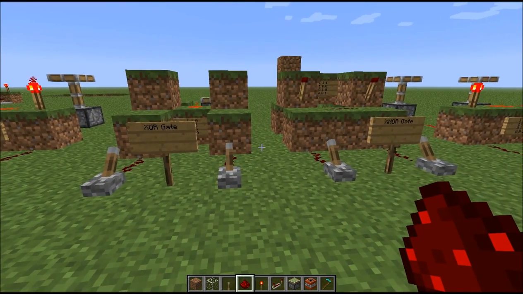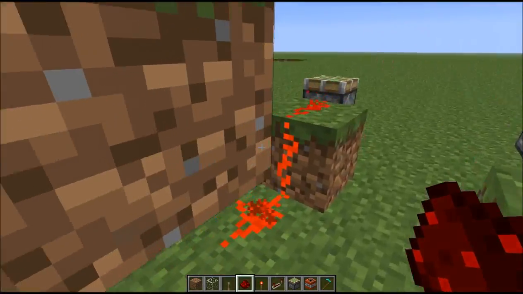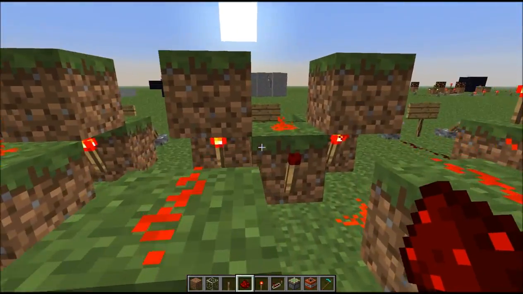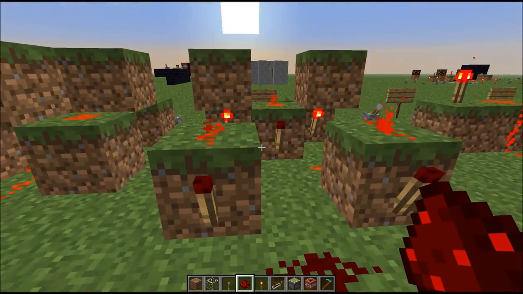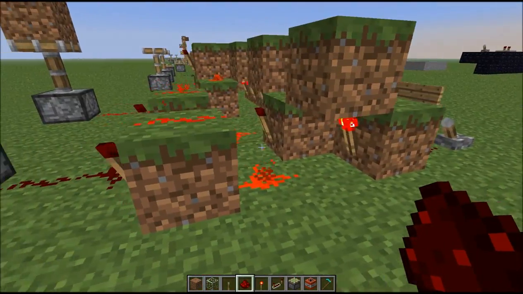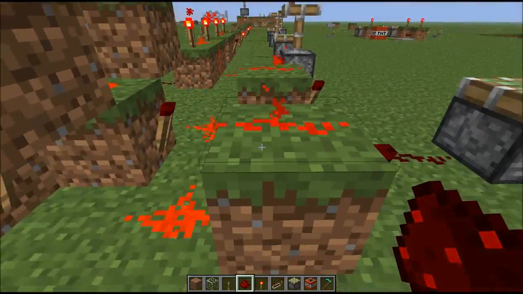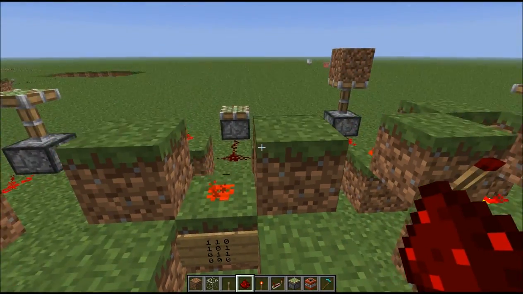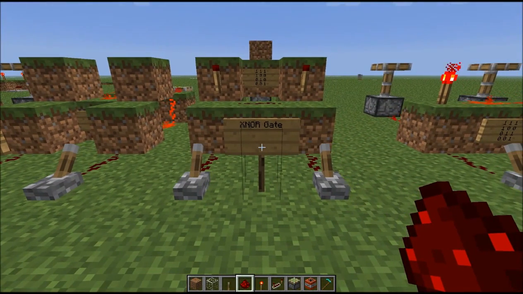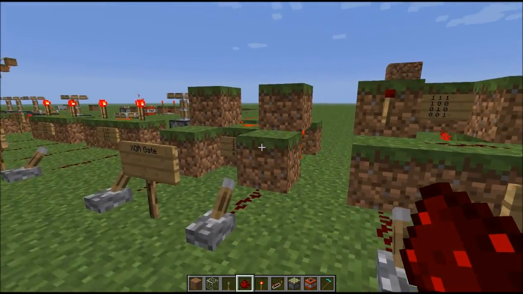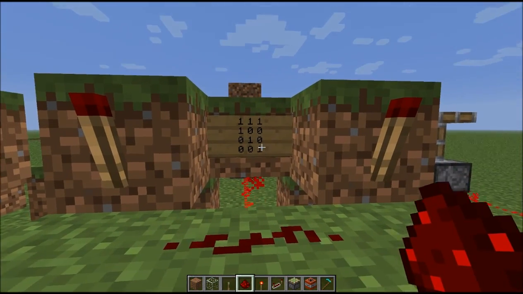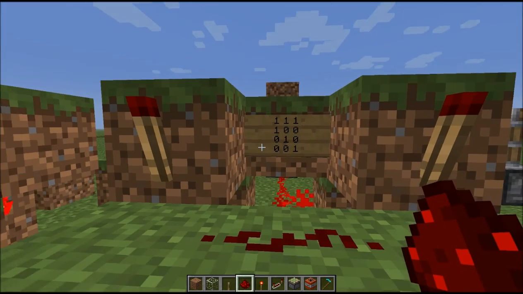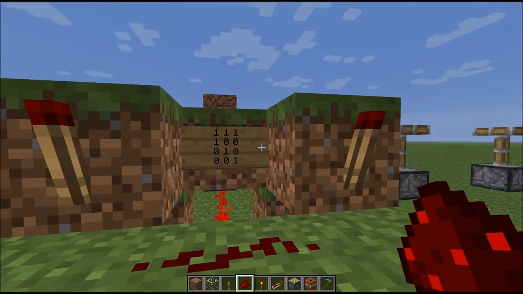Alright, so let me give you a brief look at what this looks like. These blocks don't have any redstone on them, they're just powering this piece of redstone. Alright, so this is the XNOR gate. It has the opposite truth table. If they're both on or they're both off, the output's on. But if only one of them is on, then the output's off.